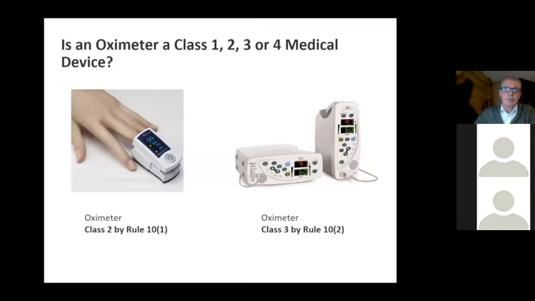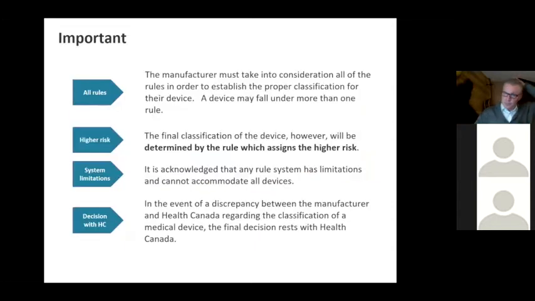Again, I'm trying to reinforce the fact that it's important to know how to do the classification and the appropriate way to do that. It's important to recognize that the manufacturer has to take into consideration all of the rules. Don't just read a few of them and find one that applies and consider your job done. You need to find all the different rules a device may fall under. In the end, the final classification is going to be determined by the rule that assigns the highest risk.